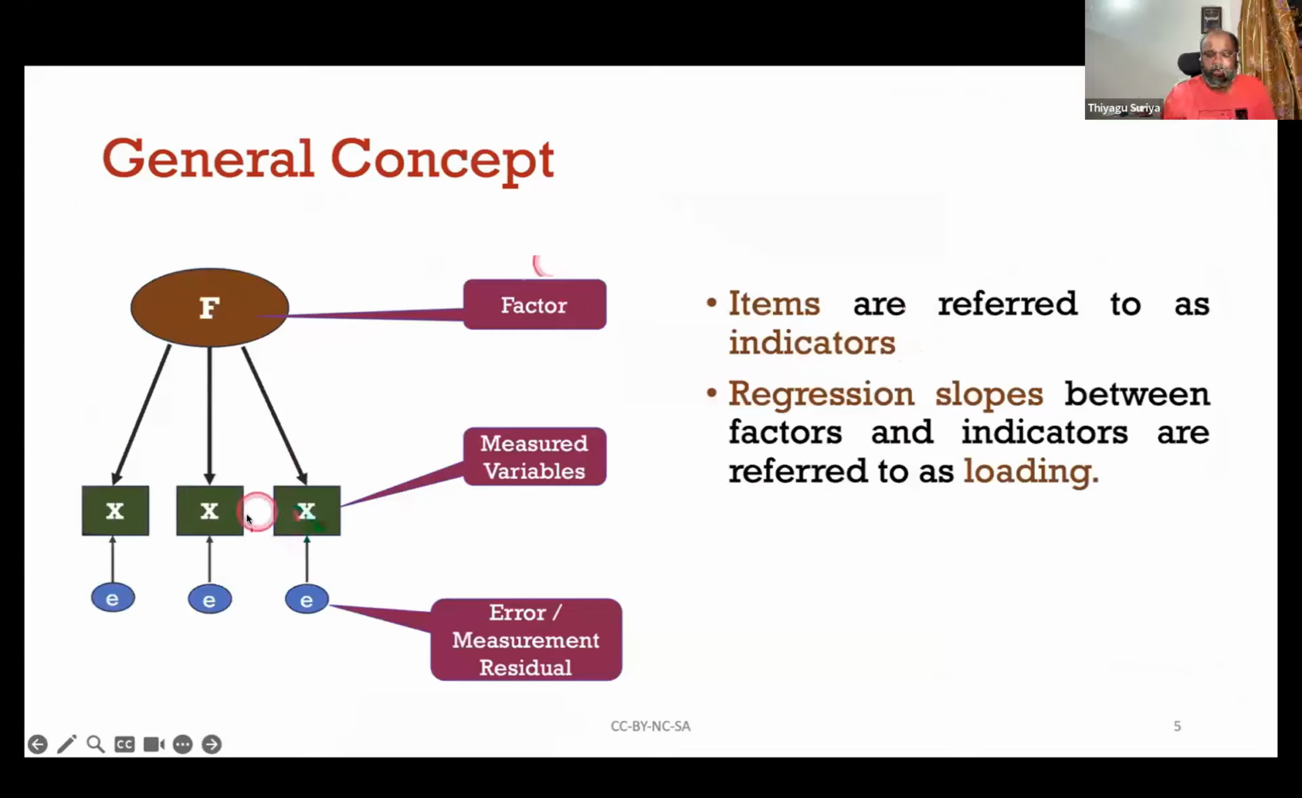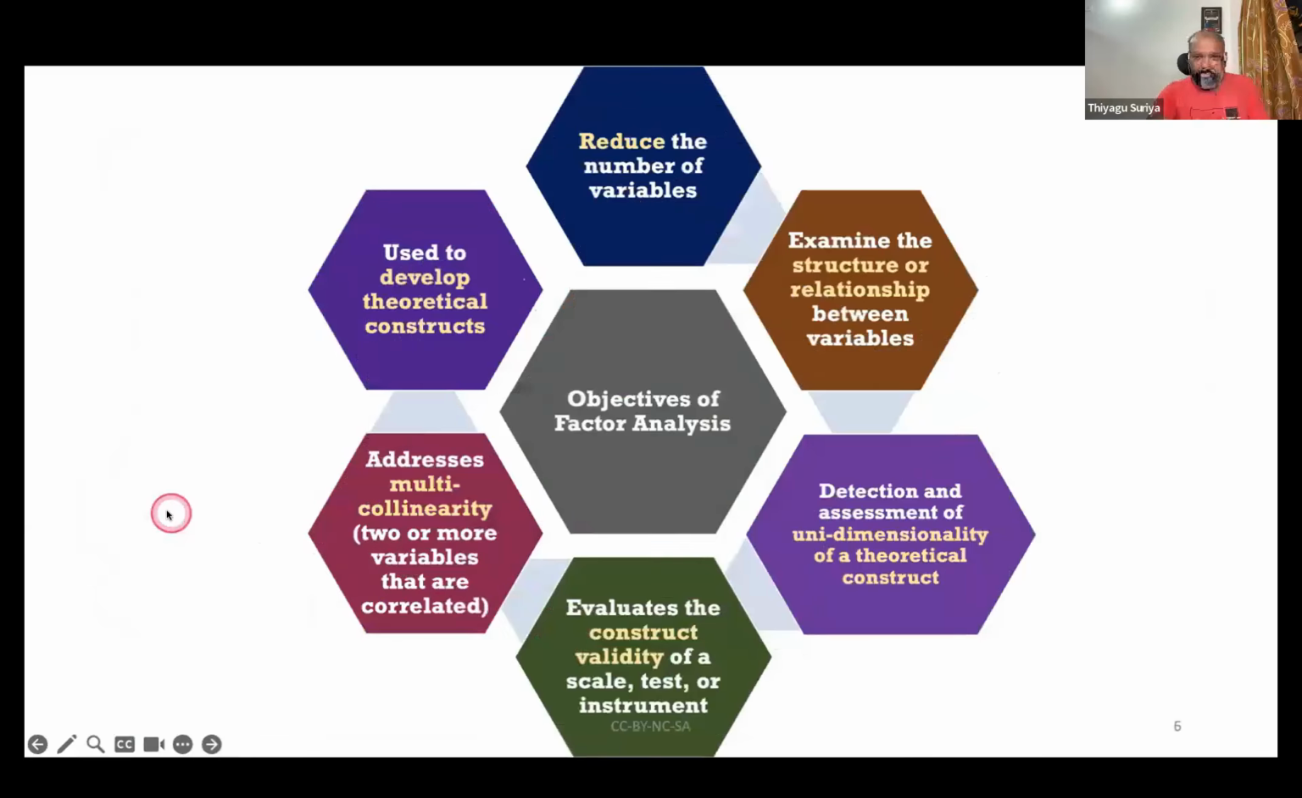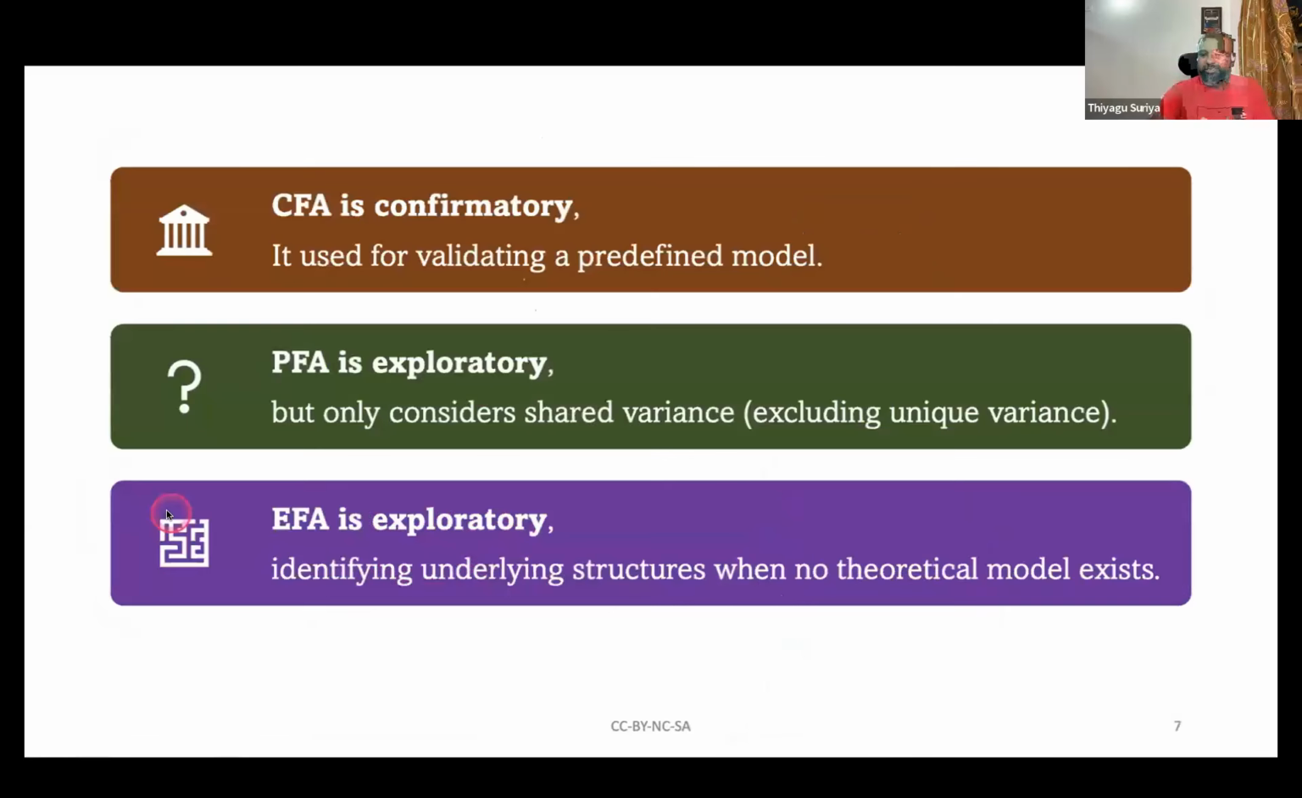And this X1, X2, X3 is called our observed variable, like items. Item 1, item 2, item 3 is a measured variable. And there will also be error, which is called residual error. Please kindly take the screenshot.